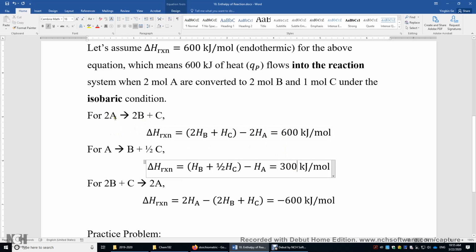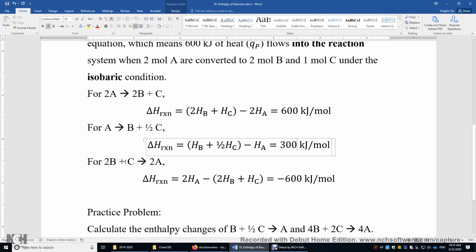What if I reverse the direction of the reaction? Now, we need to understand the final state is 2A. The initial state is now 2B plus C. Therefore, the enthalpy of reaction is 2 times the enthalpy of A minus the enthalpy of the initial state. Now it's 2B plus C. Therefore, we can simply compare this expression and the previous expression and see the sign changes. Therefore, the result is simply negative 600 kilojoule per mole.